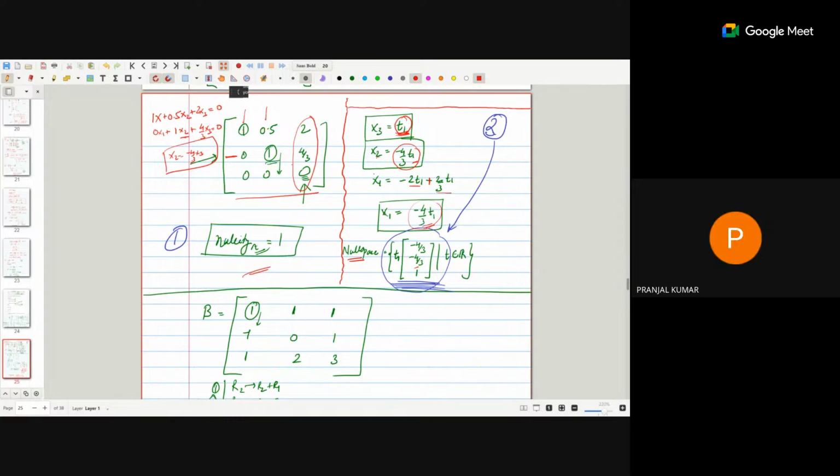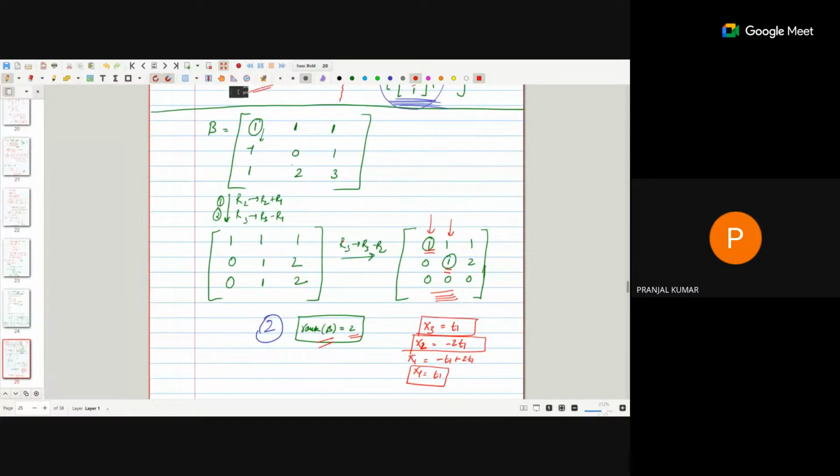Then similarly x1. From the first equation, x1 will be minus 0.5 x2 minus 2 x3, so I will get minus 4 by 3 t1. So I have written x1, x2, x3. So x1 is minus 4 by 3 t1. I have just taken t1 common. So this is your null space.